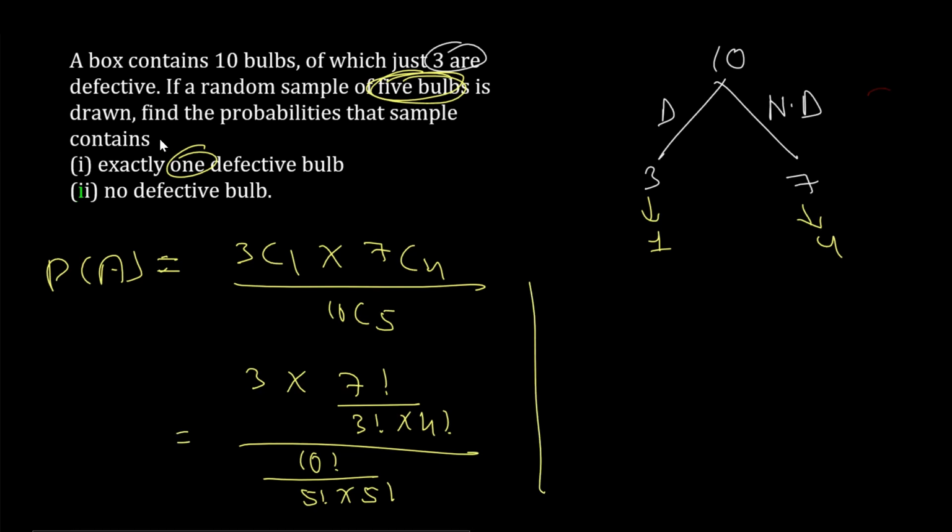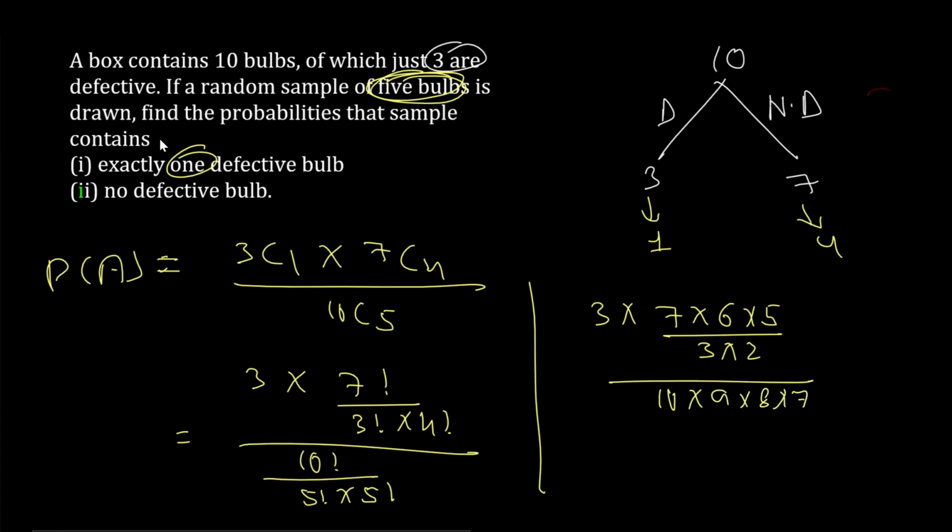Let's see if I do it here. 3 into 7 factorial can be written as 7 into 6 into 5, and 4 factorial will get cancelled. I'm not writing that. This is 3 into 2. Below it is 10 factorial, which is 10 into 9 into 8 into 7 into 6. 5 factorial gets cancelled, and for the other 5 factorial you get 5 into 4 into 3 into 2.